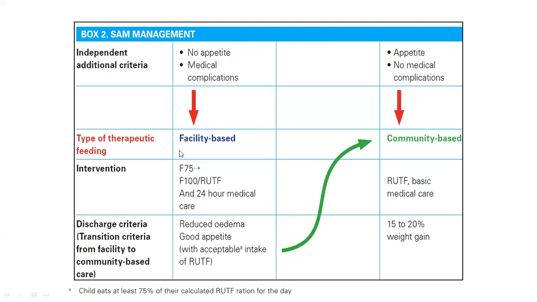Whereas where the patient is receiving facility-based care, the discharge criteria would be reduced edema and good appetite with acceptable intake, where acceptable intake means that the child eats at least 75% of the calculated RUTF ration for the day.